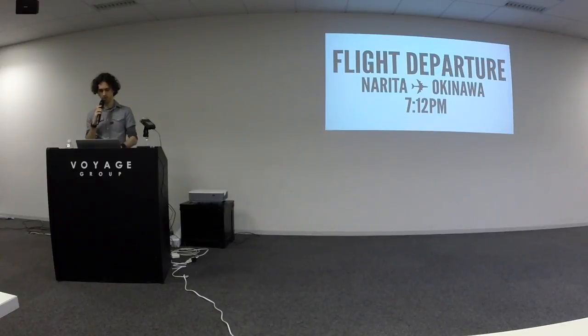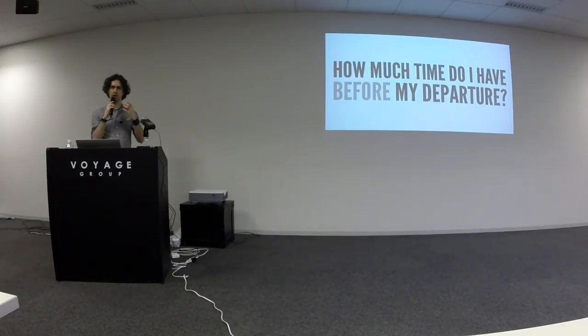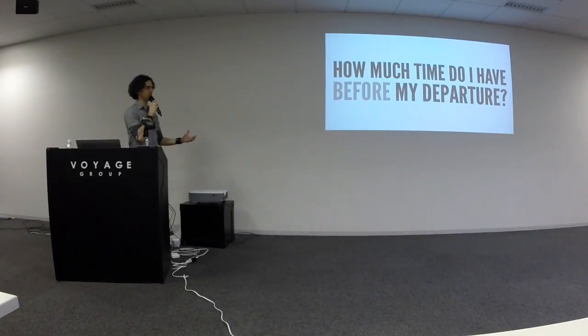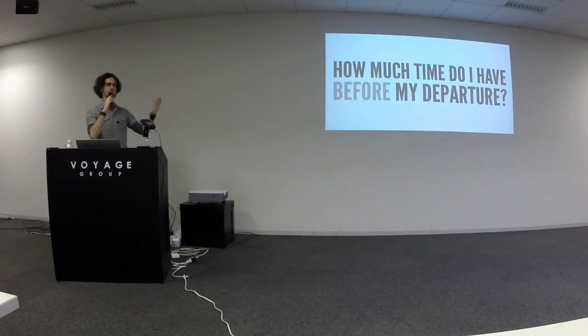I've booked a flight with this itinerary, and I want to know how much time I have remaining before my flight departs. And this could also be extended to include something like boarding times or pre-boarding times or check-in times, things of that nature. So in order to do this, we need to do some calculations based on the flight information that we have. And so let's write some code to see how we might do that.